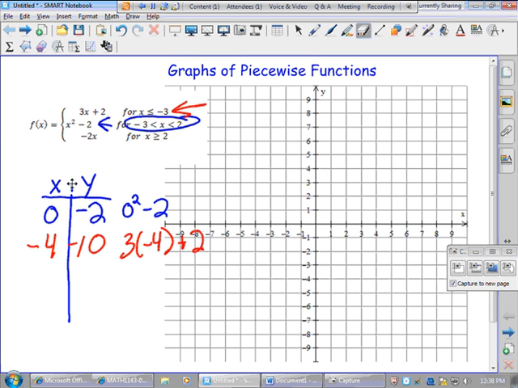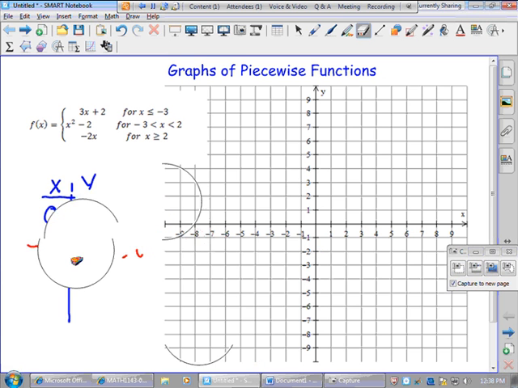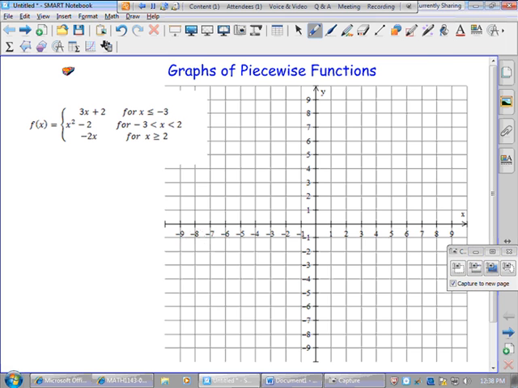So we can graph this function just by picking points and plotting them: 0, -2, and -4, -10. So that's one way to look at it. It's the hard way, and that's not how we're going to do it, but it's one way to think of this. What we really want to do is look at the regions that we have here.